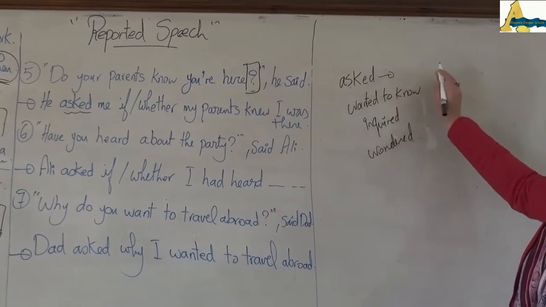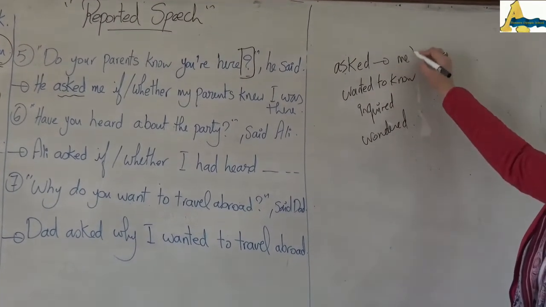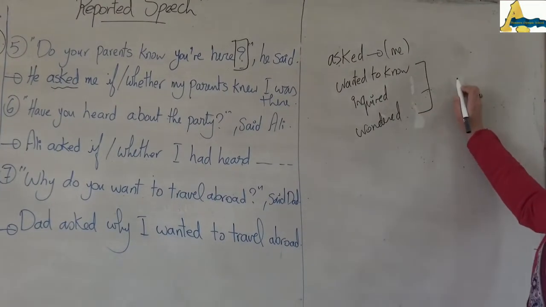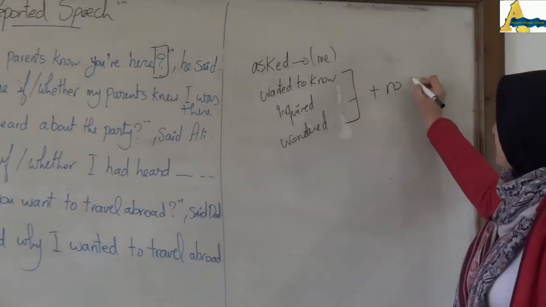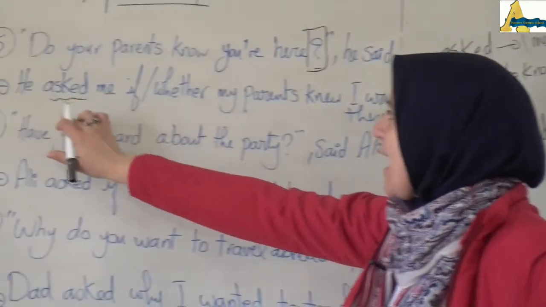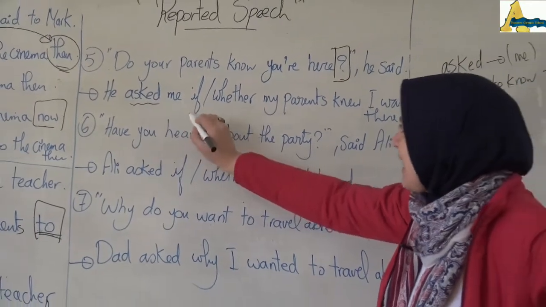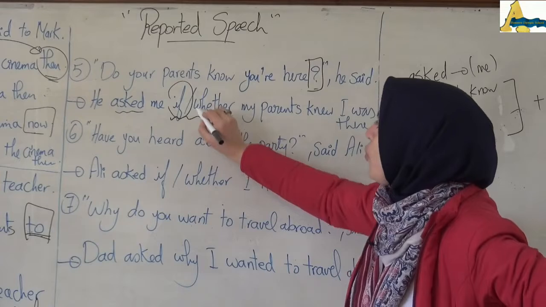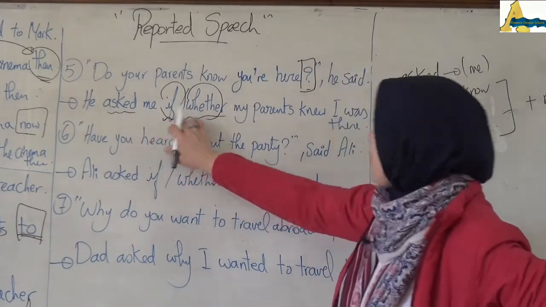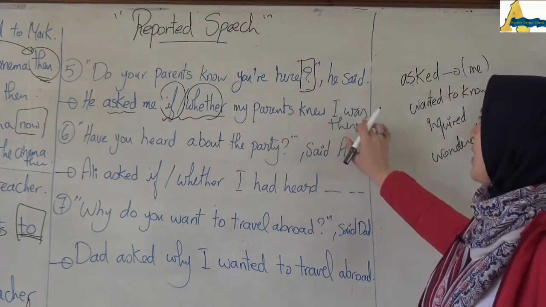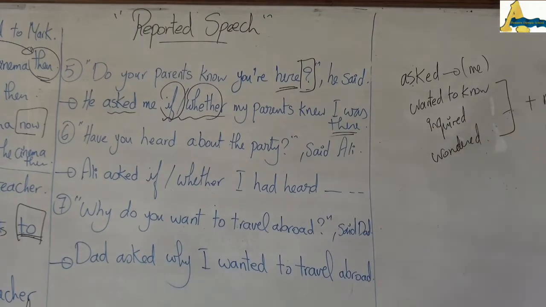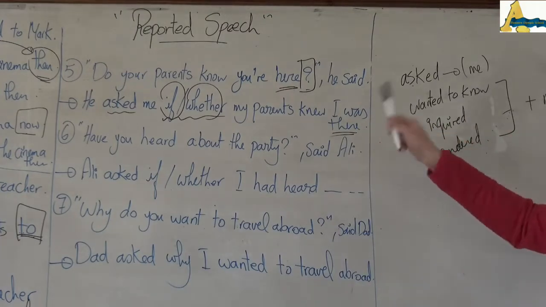But what is the difference? Asked may be followed by an object, so I can say asked me or asked and stop. But the three other verbs can't be followed by an object. So he asked me, and I use the linker if or whether. So if is correct and whether is correct. He asked me if my parents knew I was there. Here is changed into there. This is called the adverb of place.